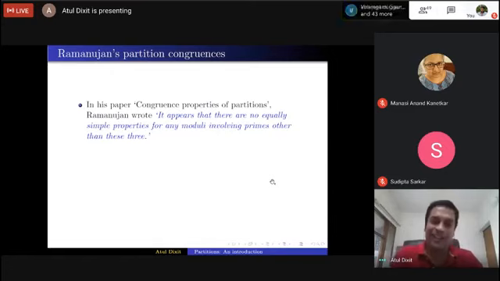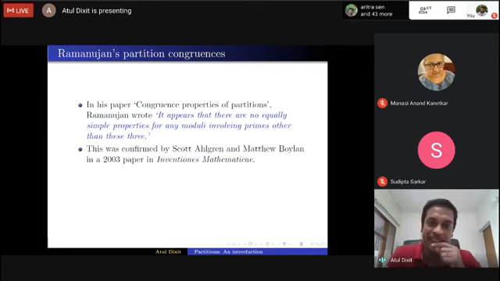Now, Ramanujan wrote this just as a one sentence in his paper, but this was not proved until 2003 by Scott Ahlgren and Matt Boylan in an Inventiones paper. It uses filtration theory of modular forms.